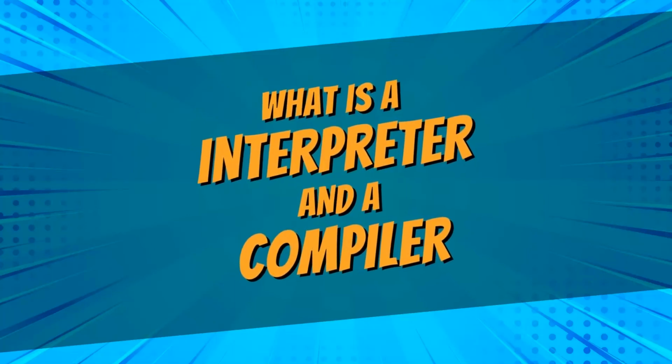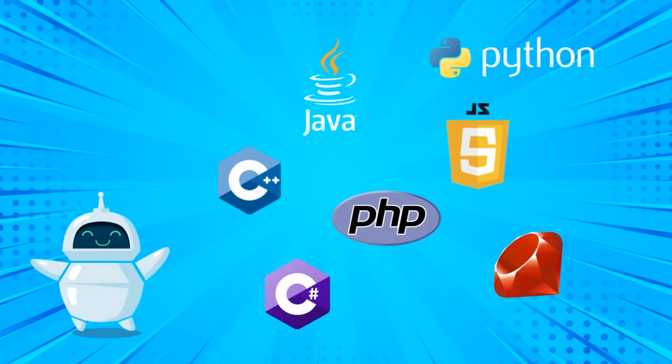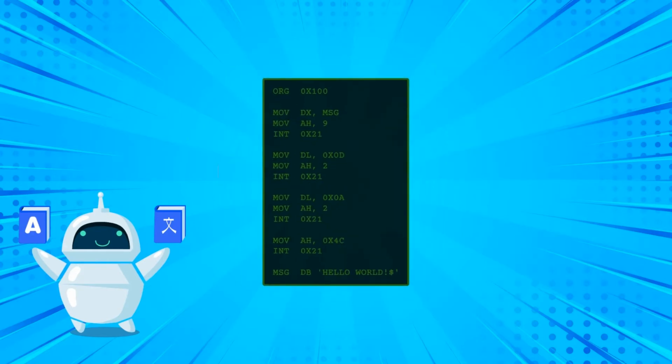What is an interpreter and a compiler, and what is the difference? In another video you have already learned what a high-level programming language is. In order for our computer to understand what the programmer means with his code, he has to translate it into its language with a translation program. Depending on the programming language and intended use, it requires its own translation method.